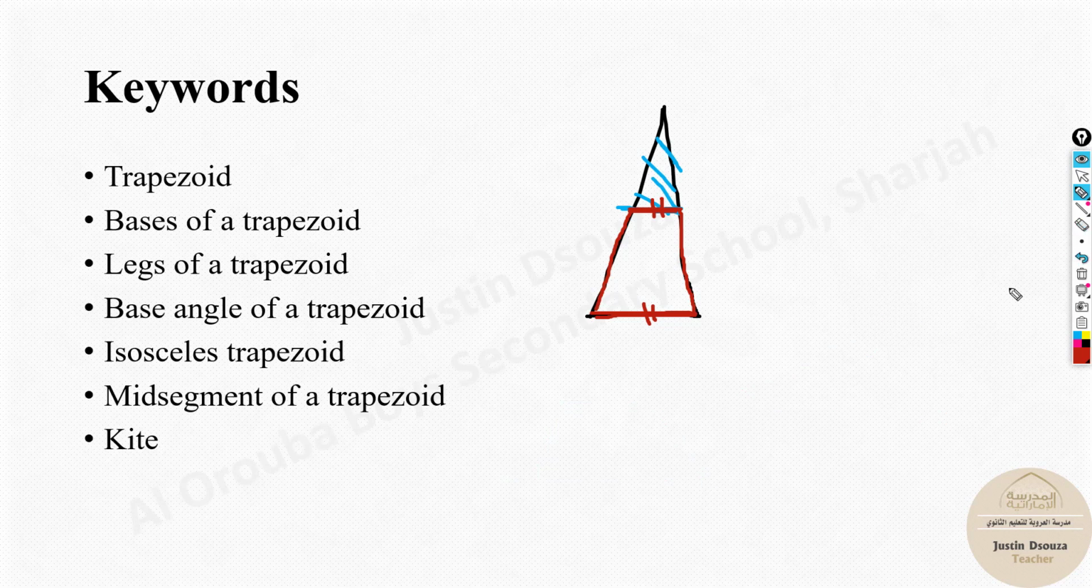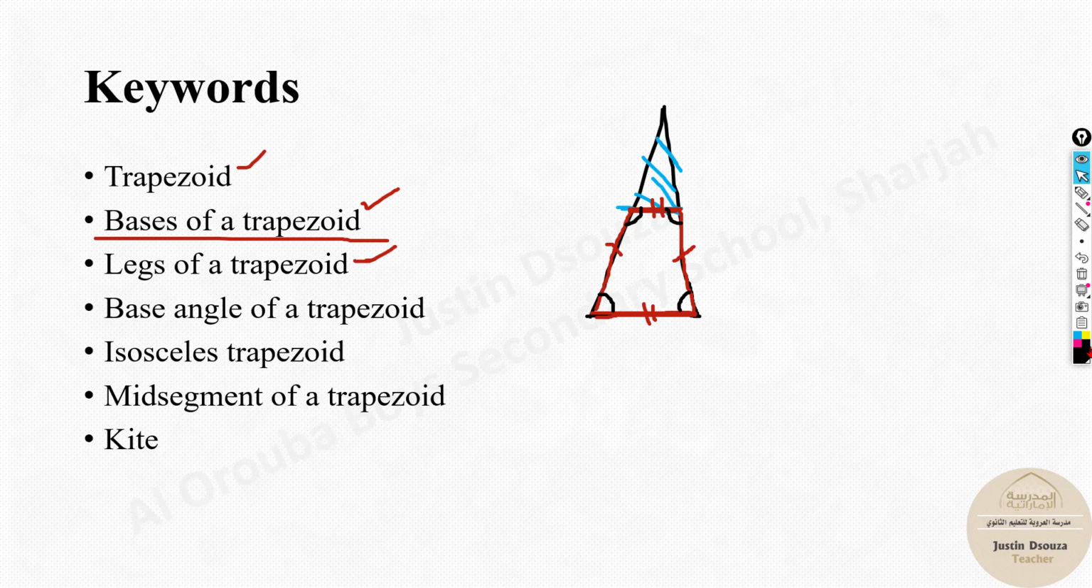Okay, now the bases are nothing but these sides which are parallel to each other, and the other 2 sides are the legs. That's it. The bases are the ones which are parallel to each other. This is a trapezoid. The bases are the sides which are parallel, and the other 2 sides, see now this side and this side, are the legs of the trapezoid. Now what about the base angles? The angles formed at the base, see this and this, right? And over here you can see this and this. They are the base angles.